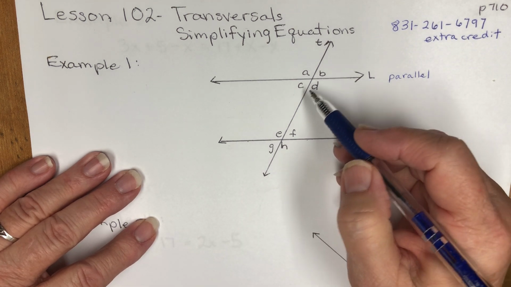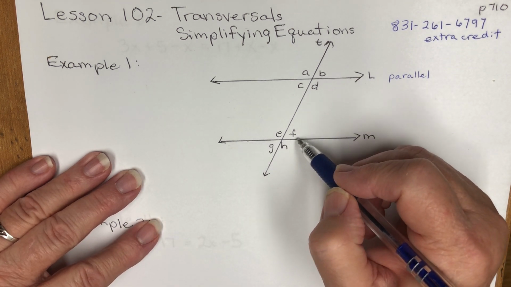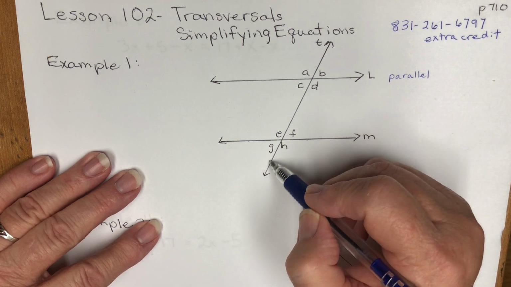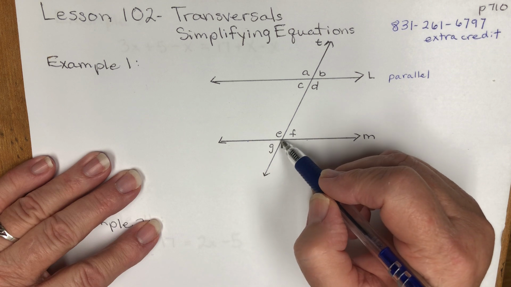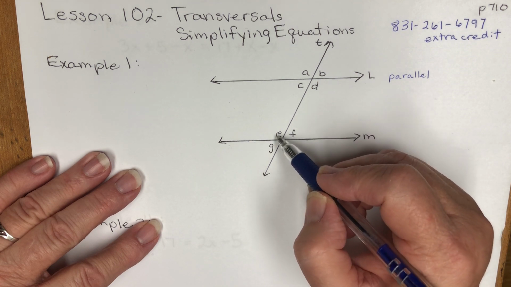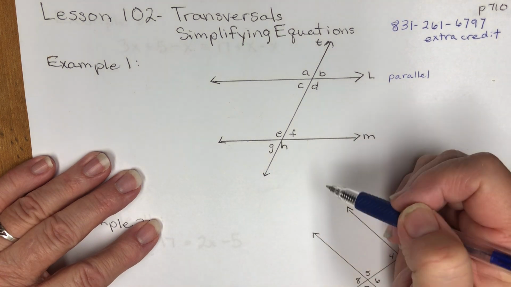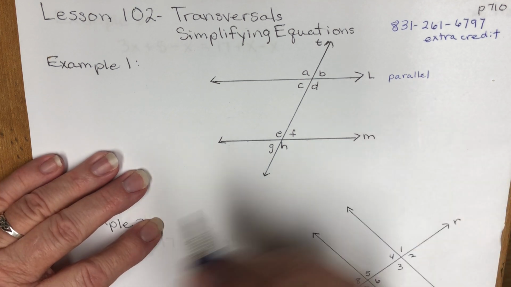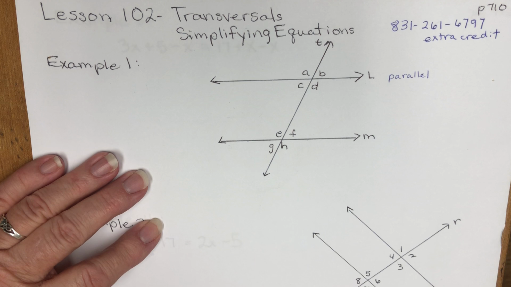And we have the same thing happening. Angle F, which is acute, has the same degree measurement as angle G. And angle E, which is obtuse, has the same angle measurement as angle H. Now, this allows us to solve all kinds of interesting problems. So let's look at example 1.